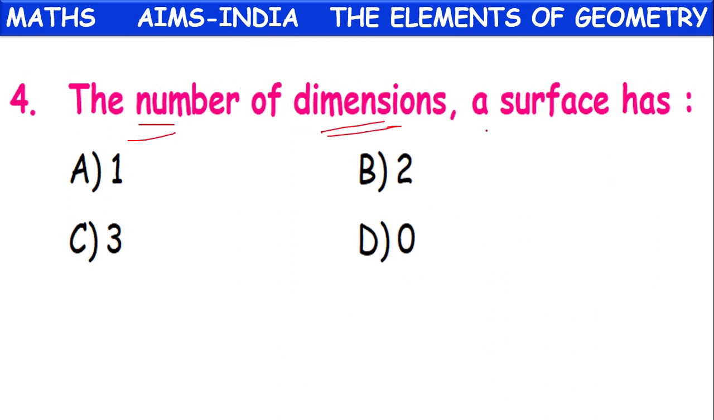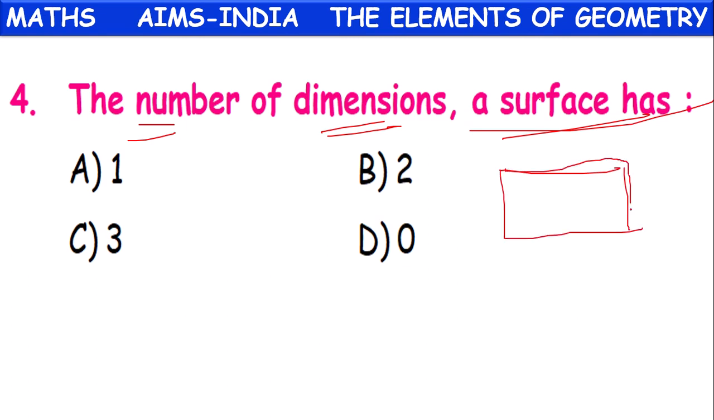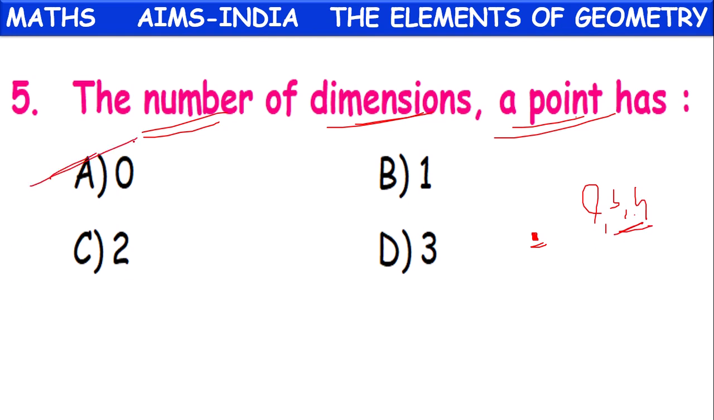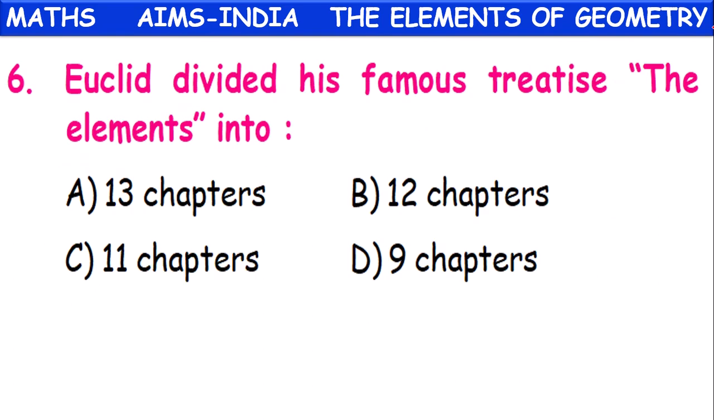The number of dimensions a surface has. Surface means like a rectangle. Rectangle is just a surface, not a solid. Rectangle will have length and breadth. So all the surfaces are considered as 2D shapes because they will be having 2 dimensions. So answer 2. So number of dimensions a point has. Point means its magnitude is 0. It is just a tiny dot which doesn't have any length, breadth, height. So it will be having 0 dimensions.